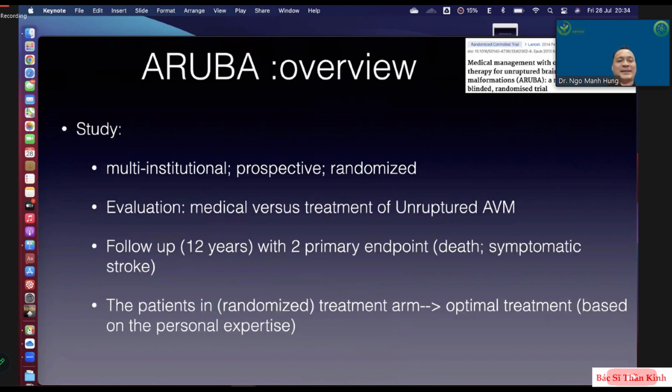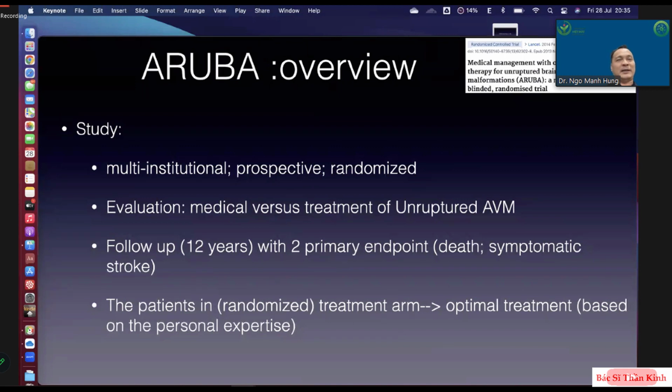ARUBA is the first multicenter, prospective, randomized study evaluating the outcome between medical management versus treatment of unruptured brain AVM.